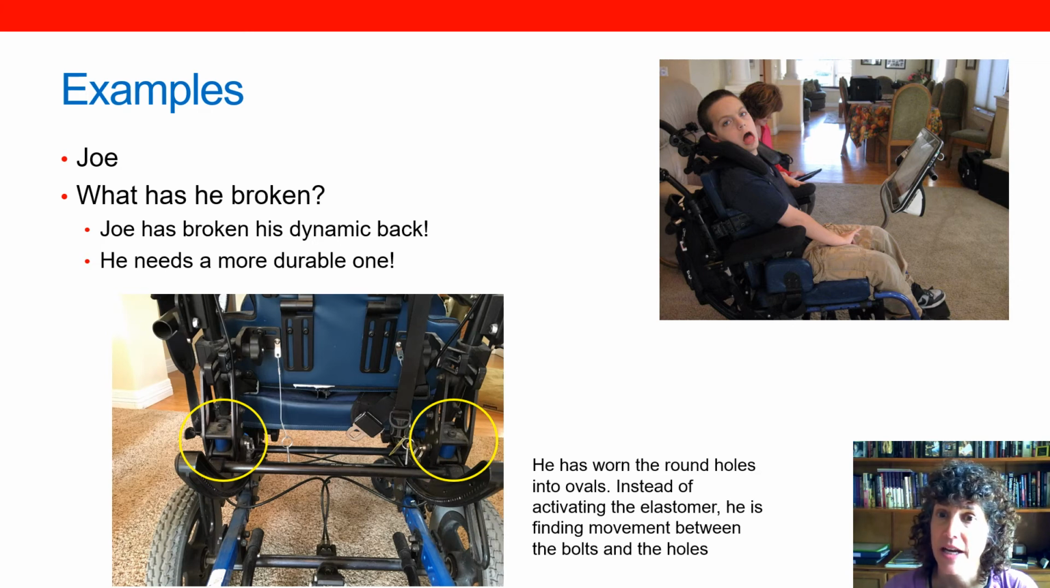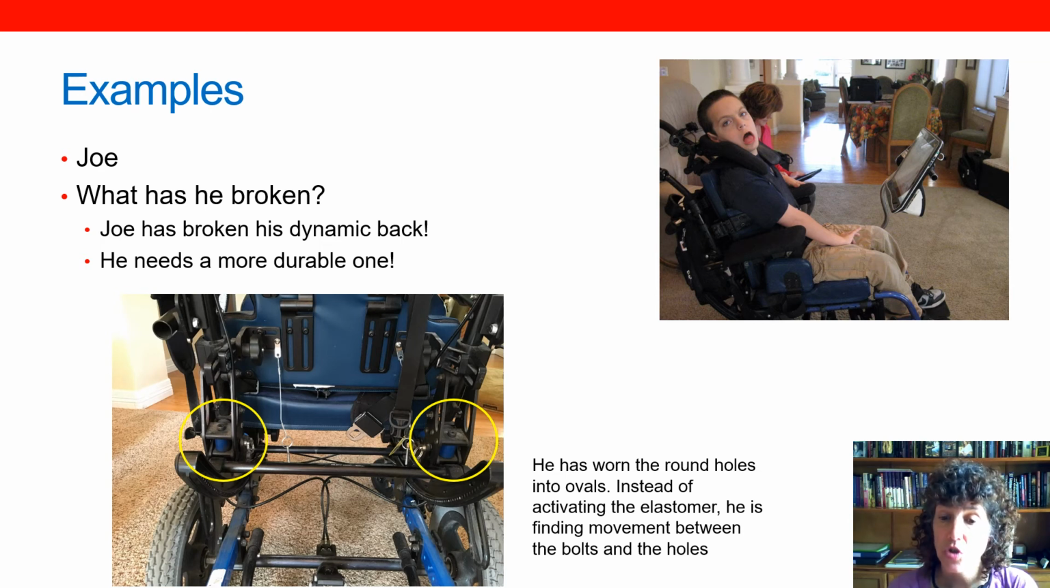Joe had a dynamic back, but unfortunately broke it. He needed a more durable one. His back was moving, but these little elastomers shown here inside the yellow circles, those blue elastomers, were no longer being compressed by his movements.